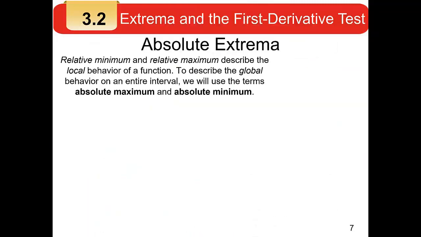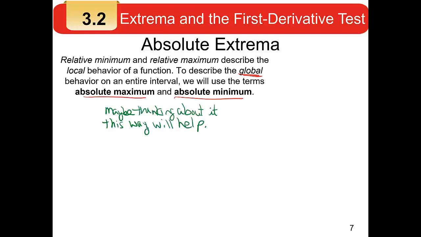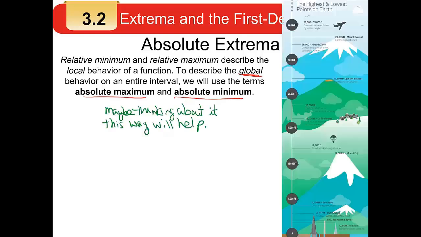Okay, relative extrema, those are local phenomena. Now we want to talk about a function and the absolute extrema, the absolute maximum, absolute minimum. Well, what does that mean, absolute? Absolute is like a global property. Absolute max, absolute min is global. Relative is local. And I think maybe this might help you understand the distinction between relative and absolute.